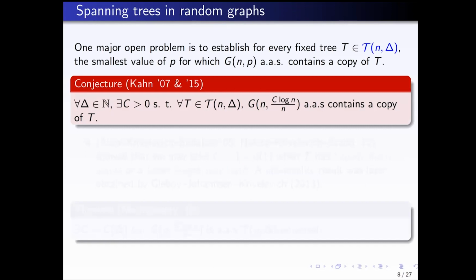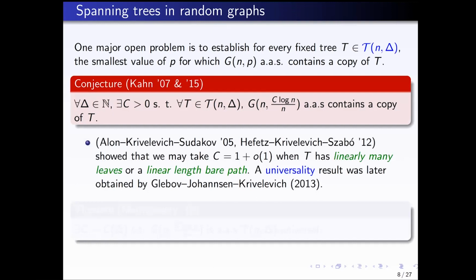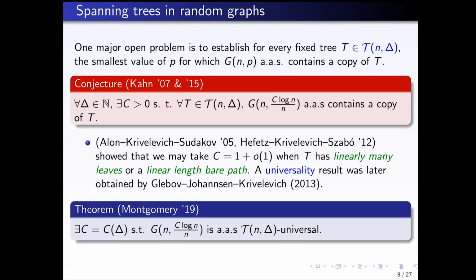And this was a conjecture of Kahn. He conjectured that the optimal probability will be log n over n, and then you get a bounded degree spanning tree. And there are partial results by Alon, Krivelevich, Sudakov, and Hefetz, Krivelevich, Szabó. But it is done now, or it was done by Montgomery, who proved it, but not only for single trees, but also the universality result.